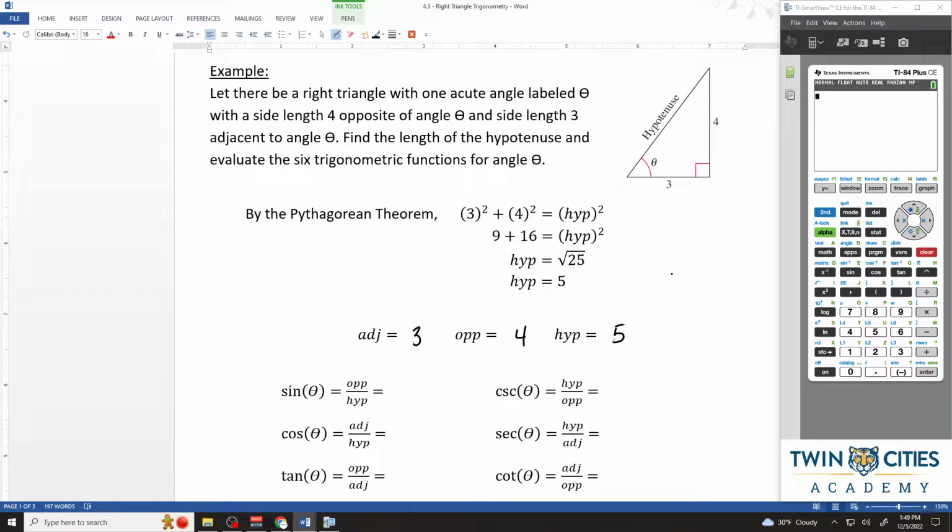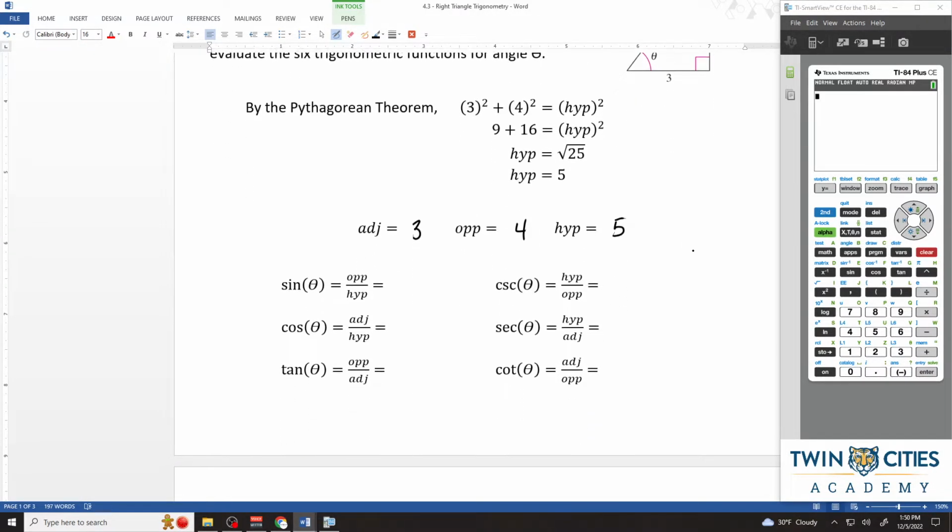Knowing those, that helps me to figure out what my sine, cosine, tangent, cosecant, secant, and cotangent are. If sine is opposite over hypotenuse, I just labeled adjacent, opposite, and hypotenuse here. That's 4 over 5. And since the cosecant is the reciprocal of sine, then if sine is 4 over 5, then cosecant is going to be 5 over 4.